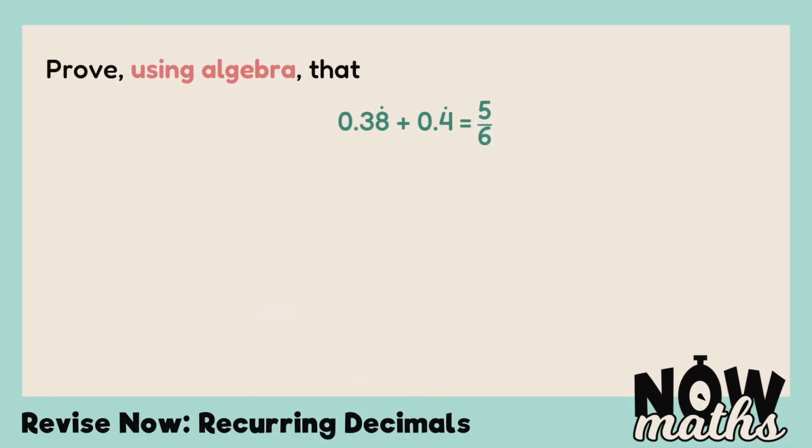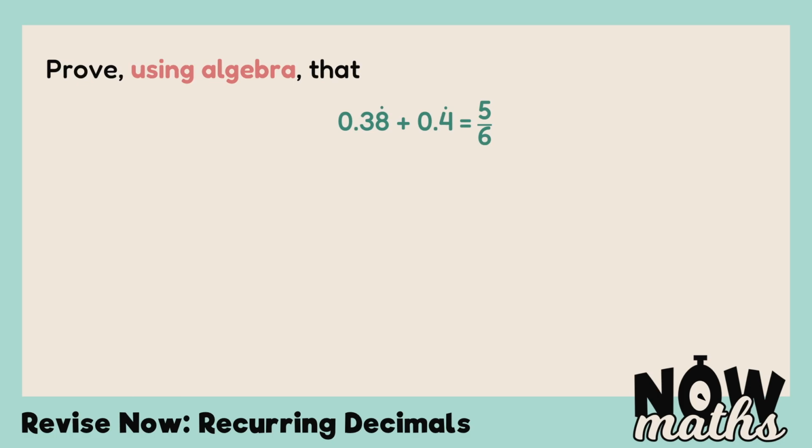Now for our final question in this video, we're asked to prove using algebra that if we add the two recurring decimals together, we get an answer of 5/6. Now to prove that this is true, we're going to assume that we don't know the answer is 5/6. We're going to add the two recurring decimals together, and we're going to show that whatever we get as the answer is 5/6. We're asked to use algebra, so the easiest way for us to add these two recurring decimals together using algebra is to convert them both to fractions.